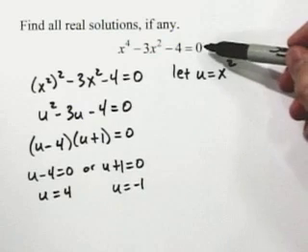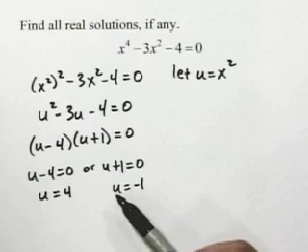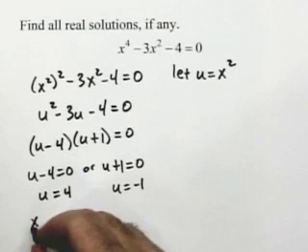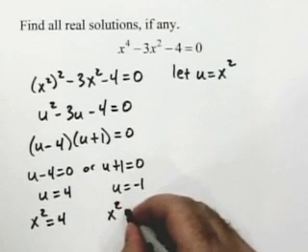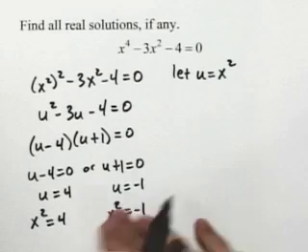Now, the original equation was in terms of x. Right now we've just solved for u. We need to go back in terms of x, noting that we said u is equal to x squared. So what we really have is x squared is equal to 4, and x squared is equal to negative 1, and we need to solve these two equations for x.